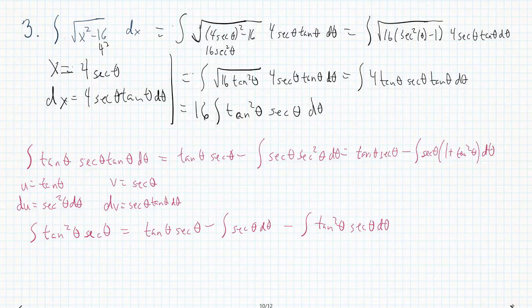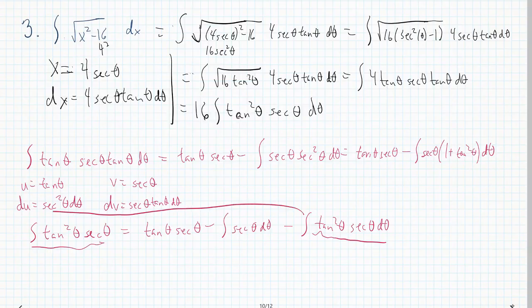Okay, so notice we have one of the same thing, so we got to add this now because it's a minus sign in front. We got to add it over to the other side. So we have one of these and another one of these. That makes 2 of those integrals. Tangent squared theta secant theta, oops, need the d theta. So that should equal tangent theta secant theta minus the integral of secant theta d theta.